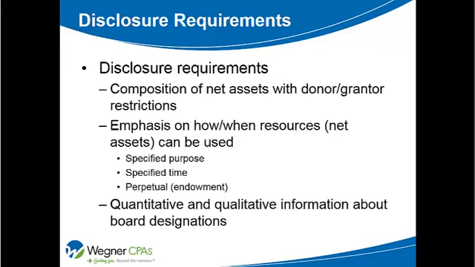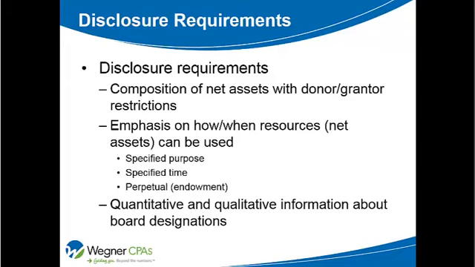Those that are restricted for a specific time. So these are funds that are to be used in the 2019 calendar year. These are funds that are to be used in the next 5 years for a capital campaign, something like that. And then the last one is those that are perpetually restricted. So this is your permanently restricted category. So these would be things like endowment funds, where you may be able to use and spend the income off of the endowment fund, but you're not allowed to touch that principal.